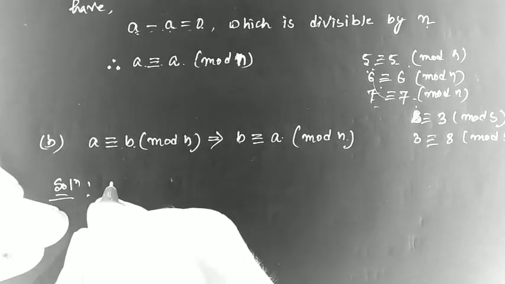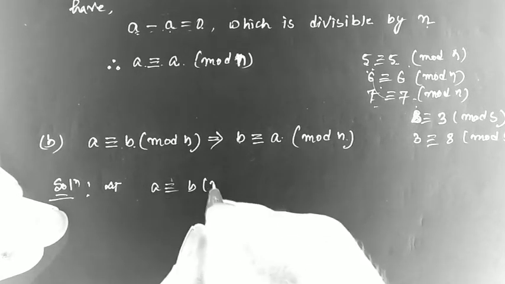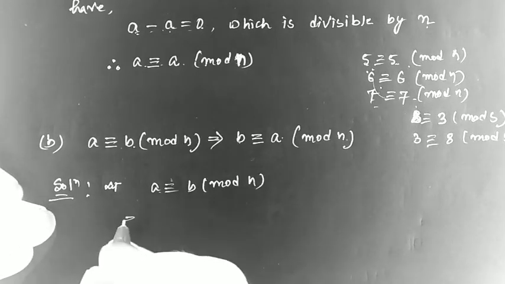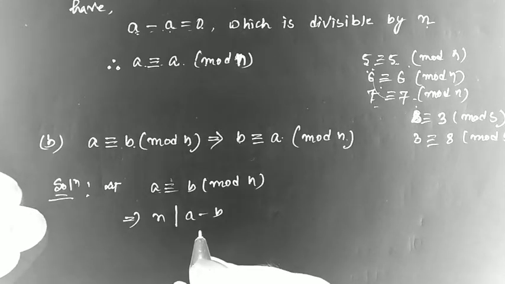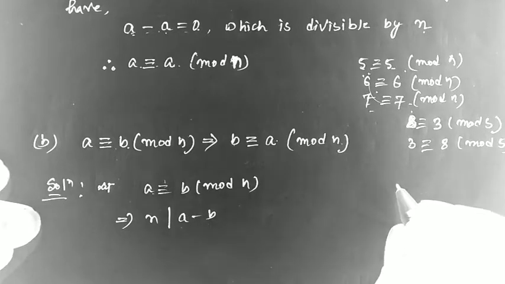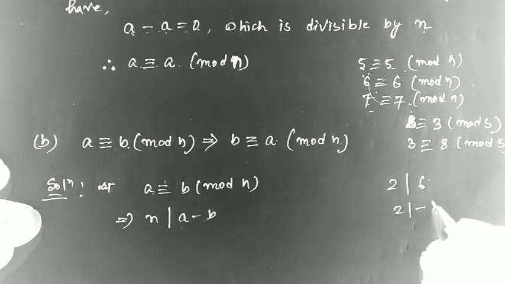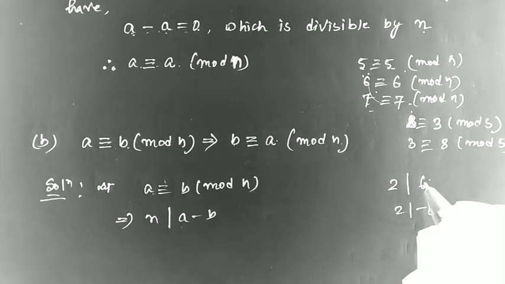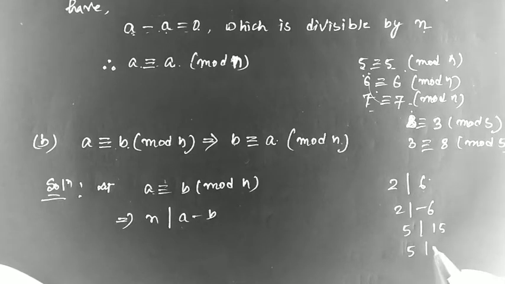So let a be congruent to b mod n. A is congruent to b mod n means what? From this line we can write n divides a minus b. No? Now see, a minus b is nothing but a number. Suppose 2 divides 6. If 2 divides 6, then 2 divides minus 6 also. If we give a minus here, it doesn't affect. So if 5 divides 15, then 5 also divides minus 15.